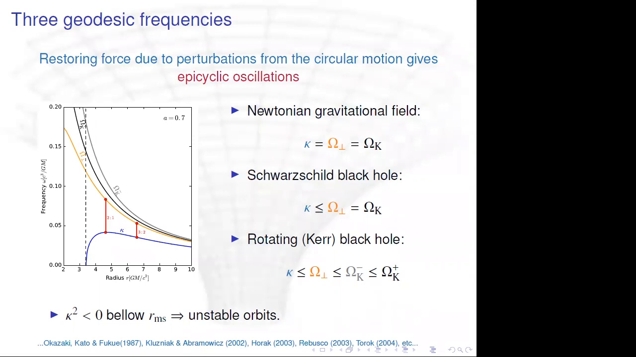But of course, in the case of strong gravity, it's not like that. So for example, in the case of a Schwarzschild black hole, the orbits are still planar, right? Because it's a spherically symmetric spacetime.